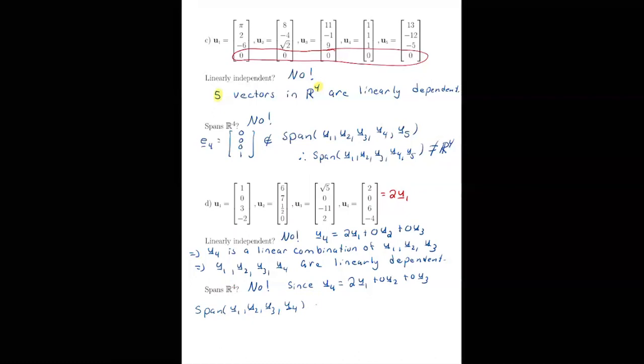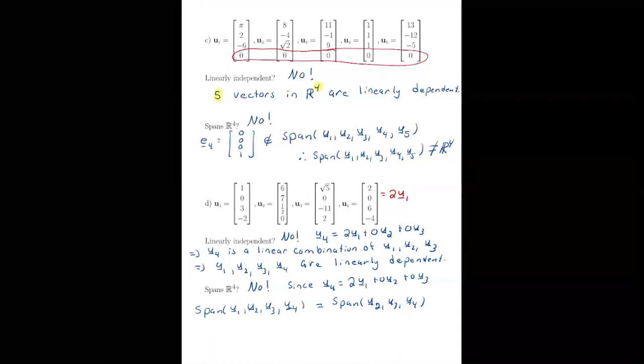Well, in this case, because u4 is a linear combination of the others, we know that the span of u1 up to u4 is actually just equal to the span of u1, u2, and u3. Anything we can make out of all 4 of them, we can just make out of the 3 of them. Because u4 is already a linear combination of the others, we can remove it as a generator. Any linear combination of all 4 of them can be expressed as just a linear combination of these 3.